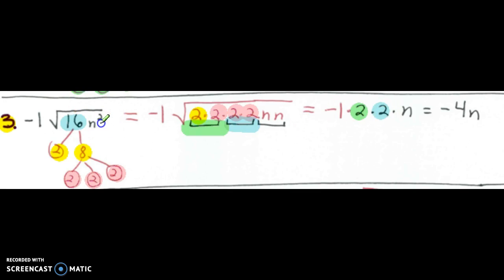I am going to factor n squared. N times n. That comes out as a set right here. I had -1 on the outside of the radical, so it stays on the outside. I'm going to multiply them all together, and that's what I got.